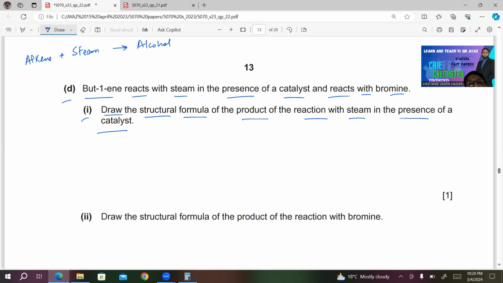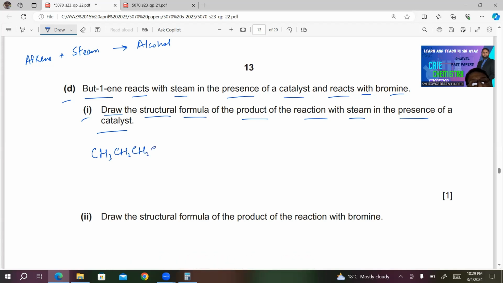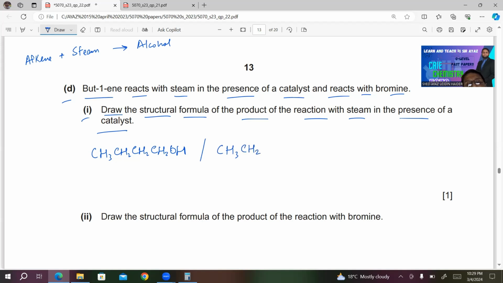So they are saying the structure formula of the product of the reaction with steam. So we need to draw the condensed or structure formula. There must be 4 carbon atoms. So on the left hand side, we have CH3, CH2, CH2, CH2, OH. You can even place the hydroxide group on the second carbon. So you can write CH3, CH2, CHOH, CH3. So both are correct.